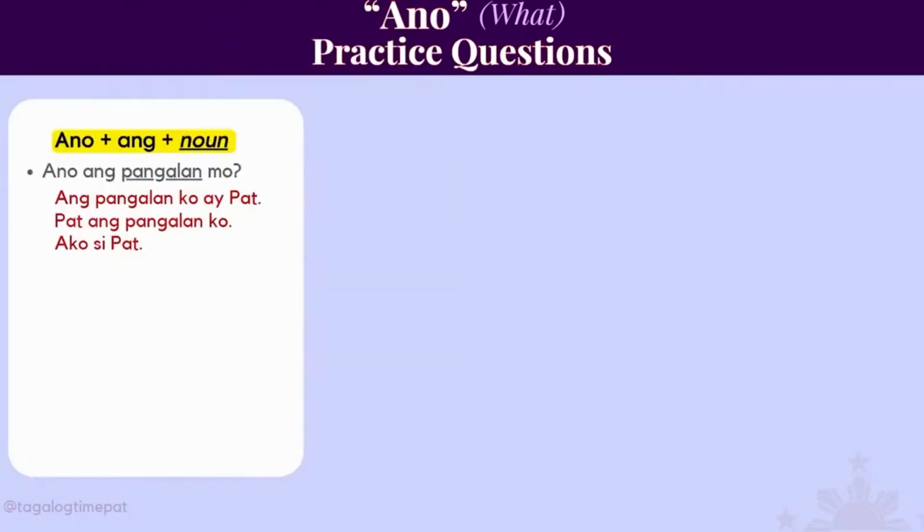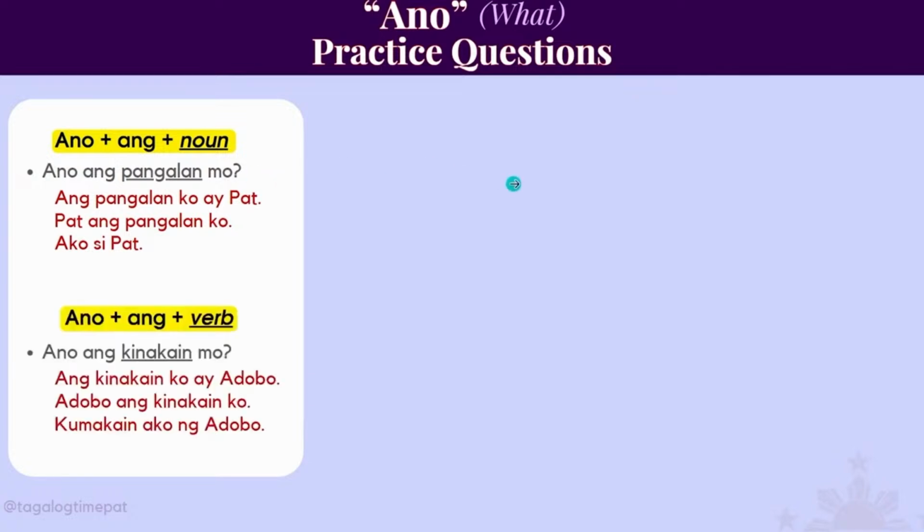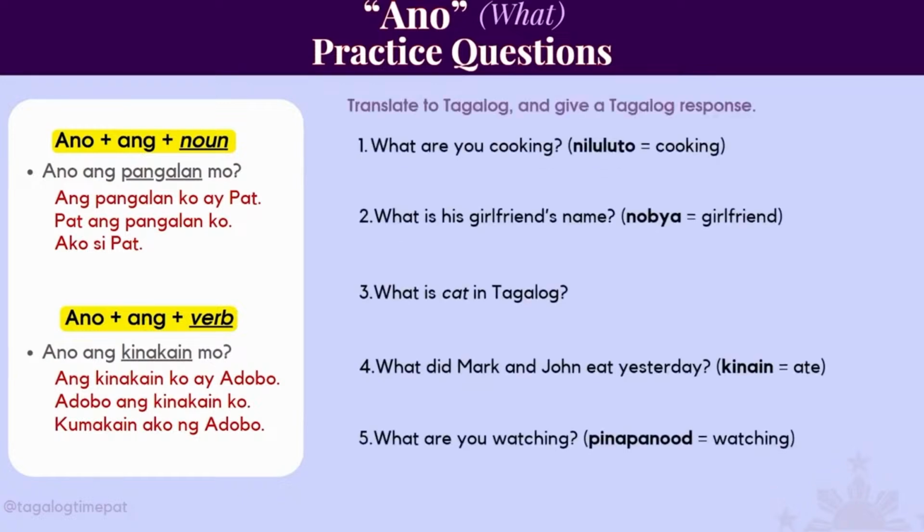So on the left side, let me turn off my screen. Sorry. On the left side here, you will see the rules that we just learned. So ano ang plus a noun. The example was, ano ang pangalan mo? Ang pangalan ko ay Pat. Or Pat ang pangalan ko, or ako si Pat. Again, remember, ako si Pat is the more casual way to respond. And then the next example we learned was ano ang plus a verb. So ano ang kinakain mo? What are you eating? And then those are the responses. Kumakain ako ng adobo.